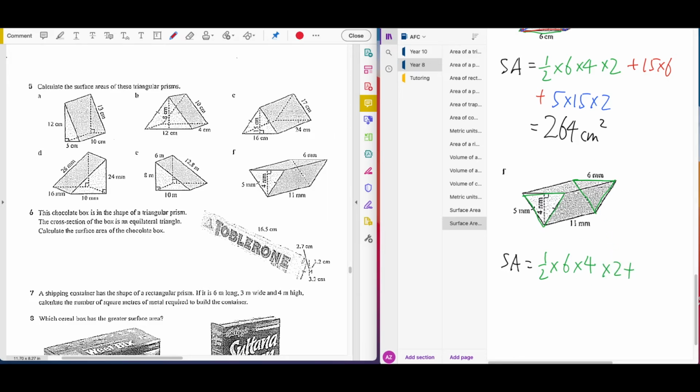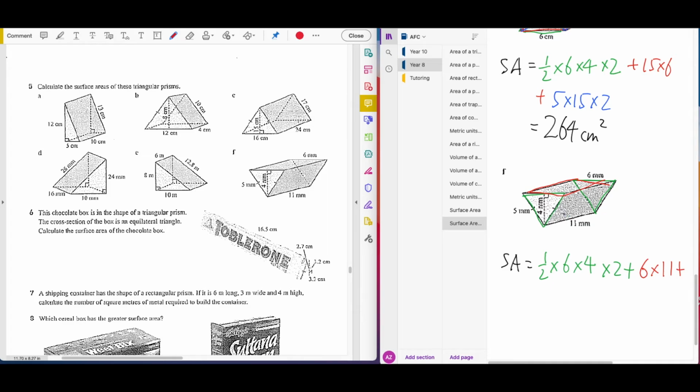Plus, we can find the area of the base. So this is the area of the base. And what does that equal to? Well, that's going to be 6 by 11, right? And because there's only one of them, so we just do 6 times 11. We don't need to multiply this by 2.